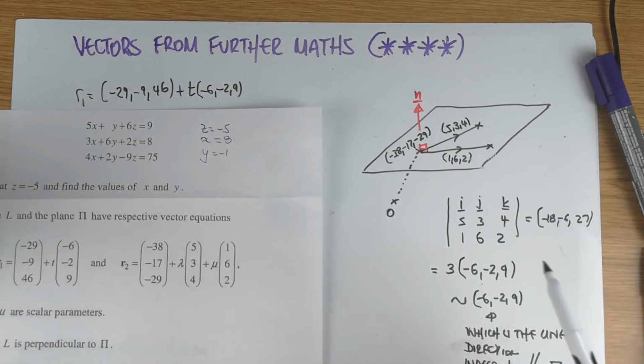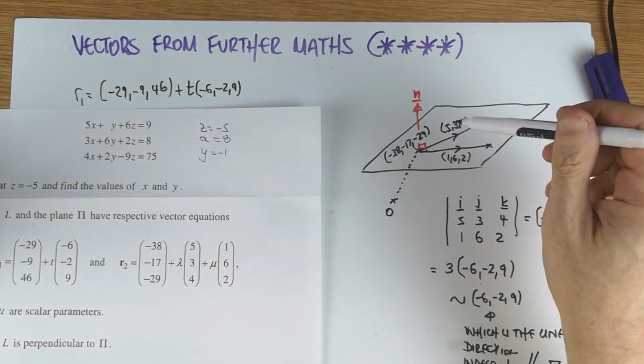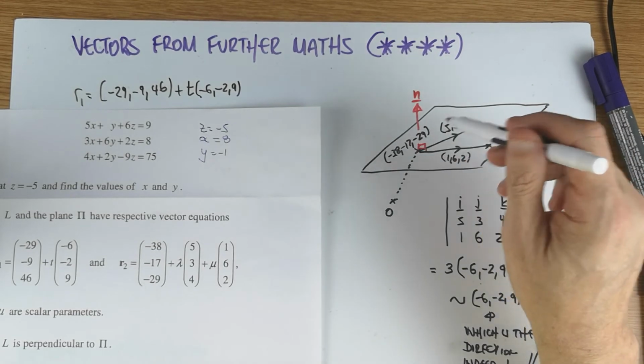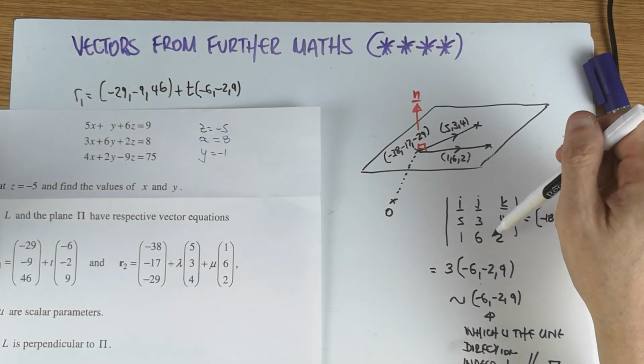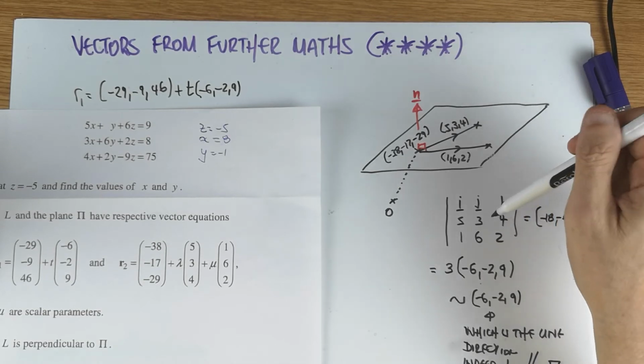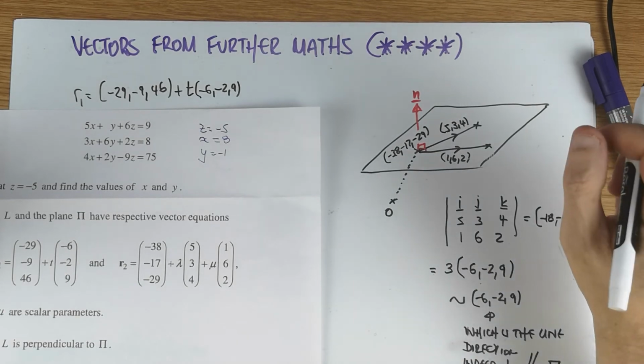How many marks for that? There's no marks, unfortunately, for drawing the picture. The picture is obviously very, very useful, and I will always draw things to see what's going on. Something for the cross product, probably something like 3 marks for this, unfortunately. Candidate does the cross product correctly, scales and concludes, and that is it, basically.